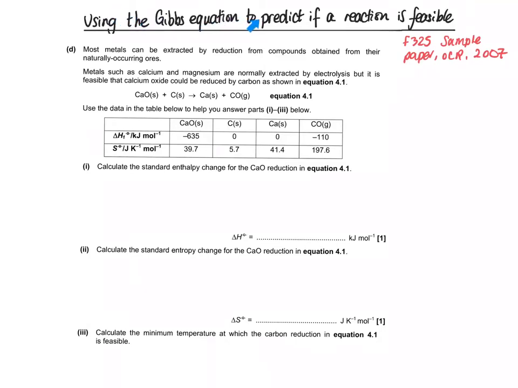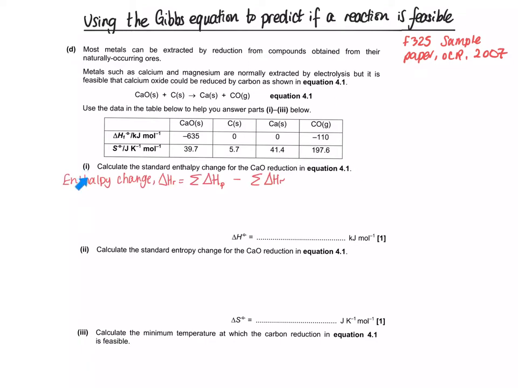Using the Gibbs equation to predict if a reaction is feasible. So this is a question from F325, the sample paper made by OCR in 2007. The question asks you to calculate the standard enthalpy change for this reaction, then to calculate the standard entropy change for this reaction, and then to calculate the minimum temperature at which this reaction is feasible.